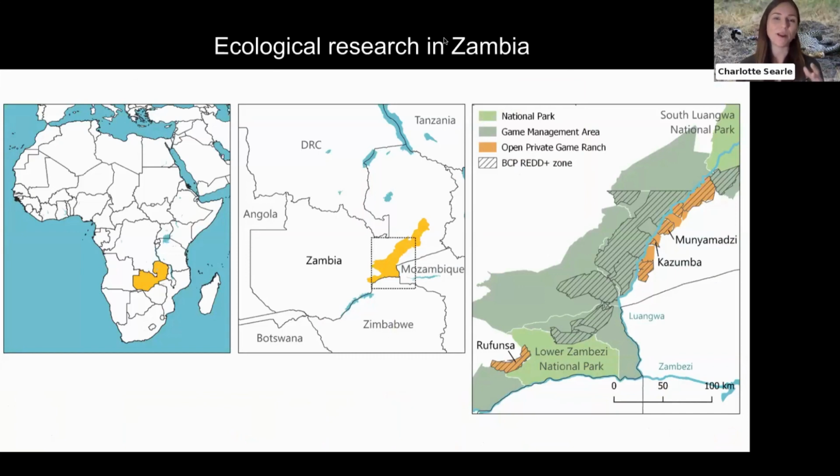So the goal of this program is to create sustainable income for local communities that's linked to the conservation of not just the forests, but actually also the wildlife that live within those forests.